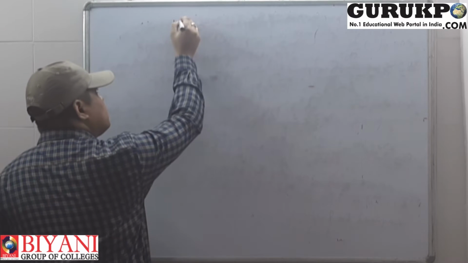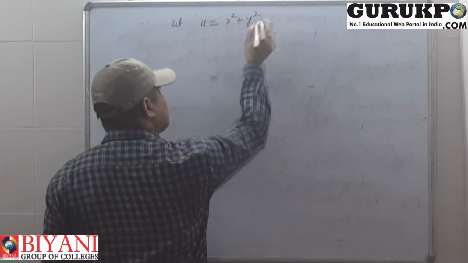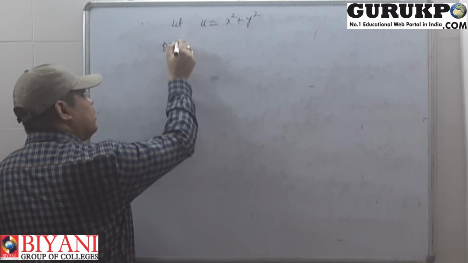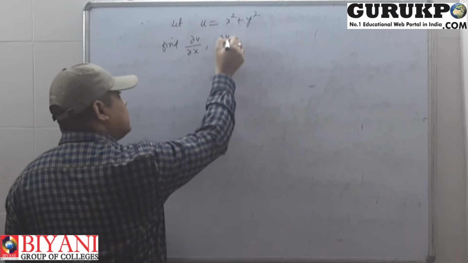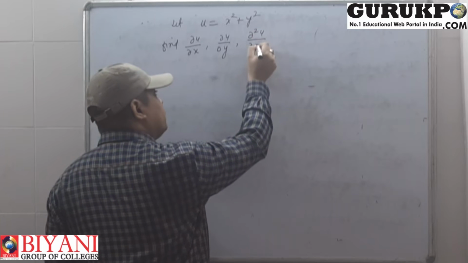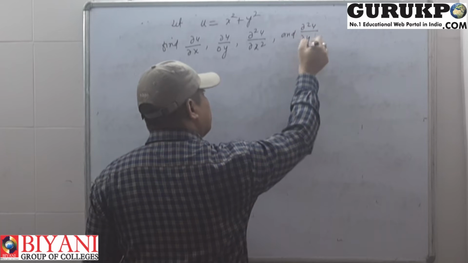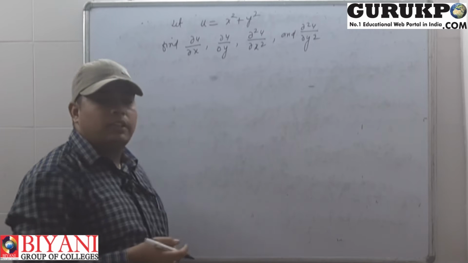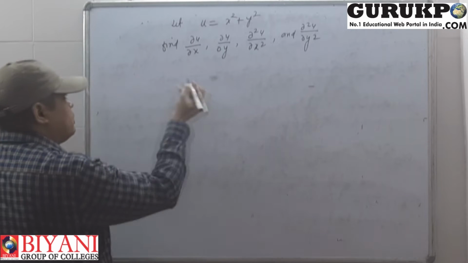Let us suppose u is a function of x square plus y square, and find del u by del x, del u by del y, the second derivative del 2u by del x square, and del 2u by del y square. Now we will discuss how we deal with this function and how we find the first derivative and second derivative of the given function.